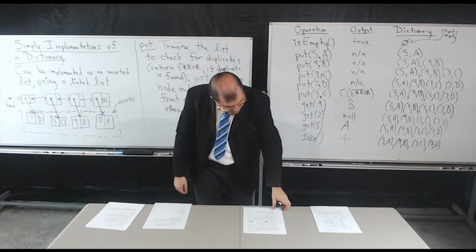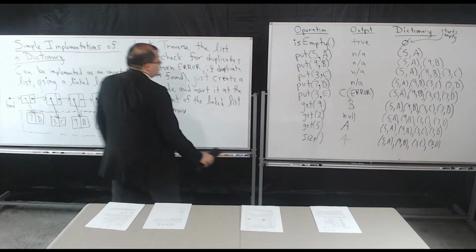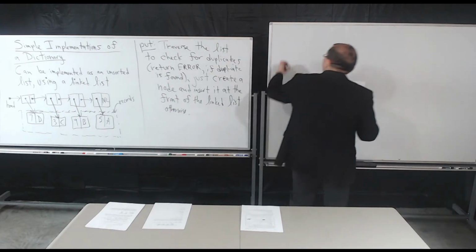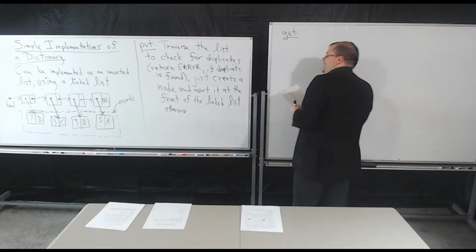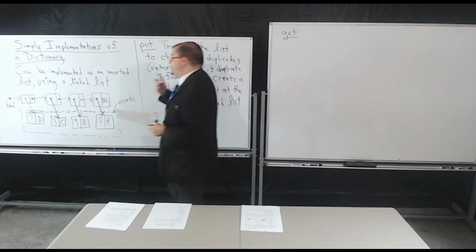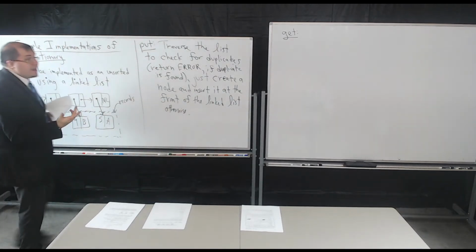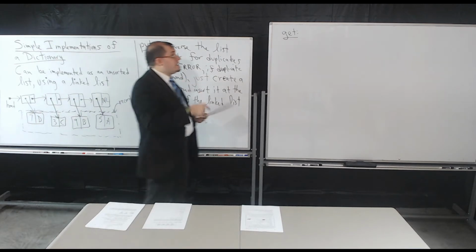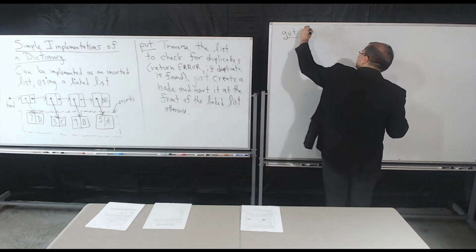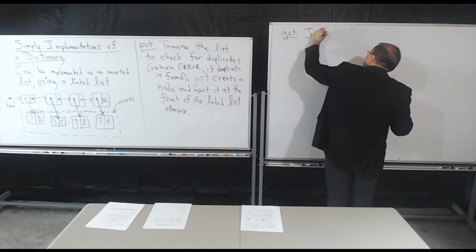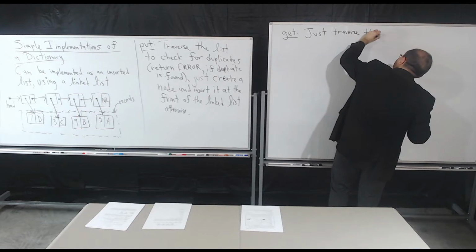Okay, let's consider some more operations. So put's pretty straightforward, right? How about get? I'll let you think about that. What would you need to do to get the data of a record with a given key K? What would you need to do? Quite simple. Just traverse the linked list.